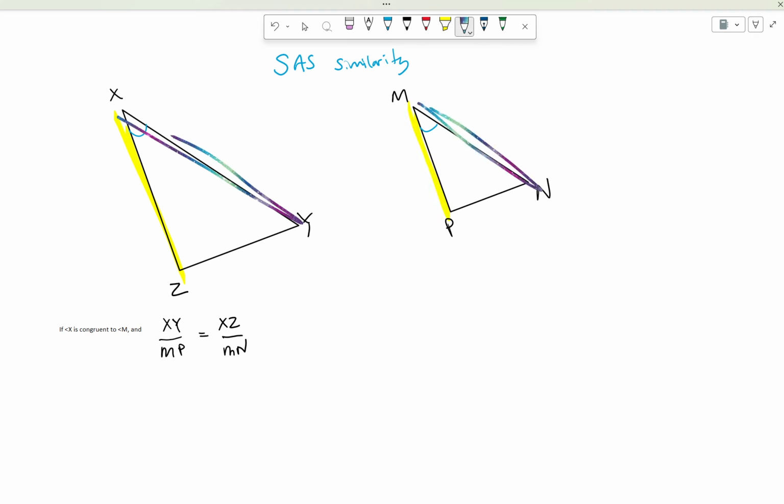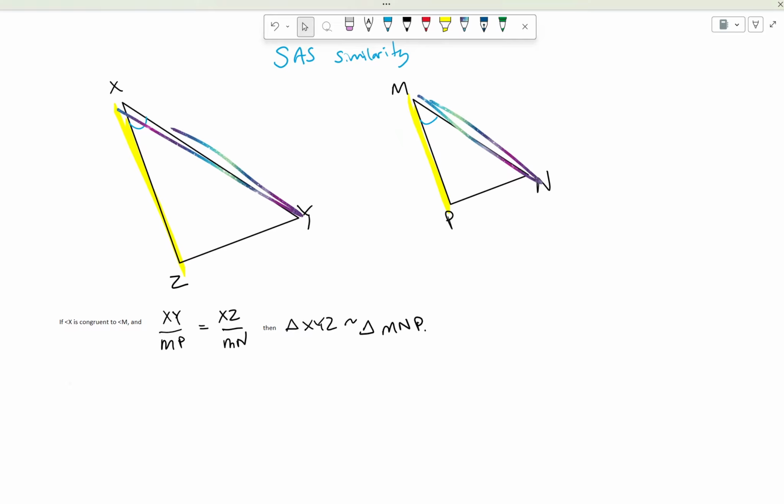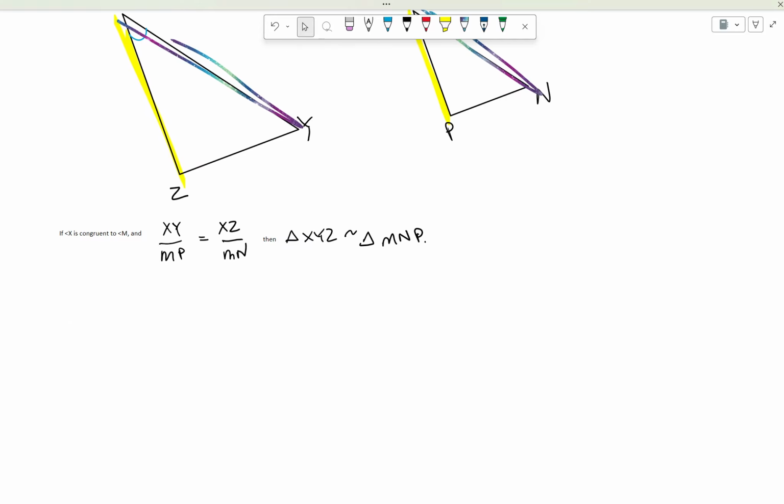All right, so getting back to it. If this is the case, then triangle XYZ is going to be similar to triangle MNP. All right. And here's how it'll work. You guys ready? We are going to have an interesting thing happen here in our next problem.